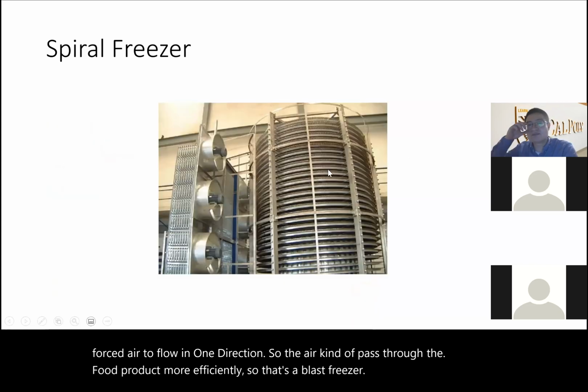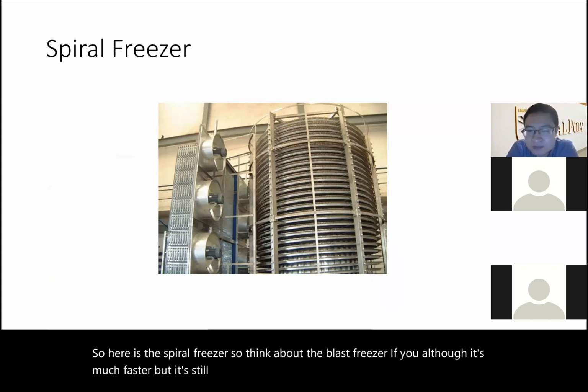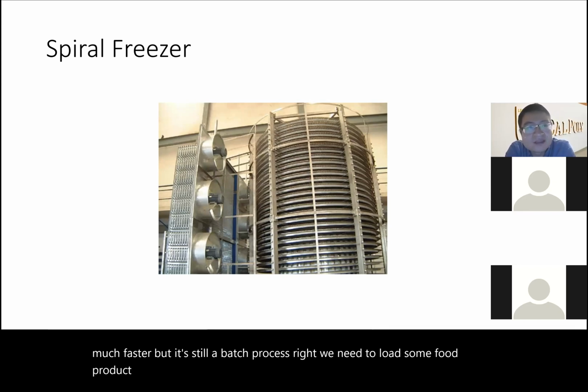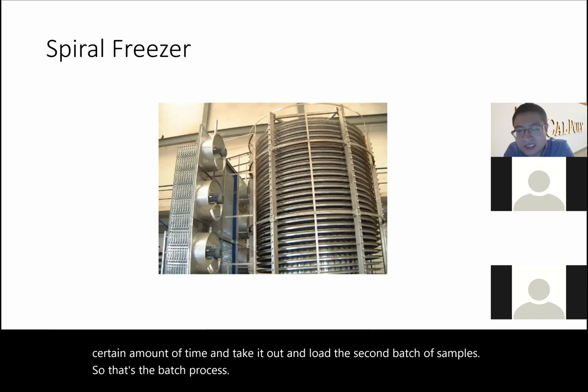So here's a spiral freezer. Think about the blast freezer. Although it's much faster, it's still a batch process, right? We need to load some food product and start running the freezing process by blowing cold air, wait a certain amount of time, take it out and load the second batch of samples. So that's the batch process, which requires a lot of labor, right?